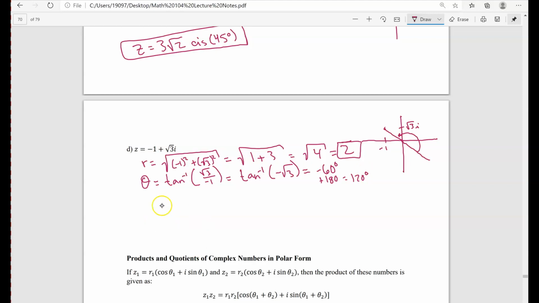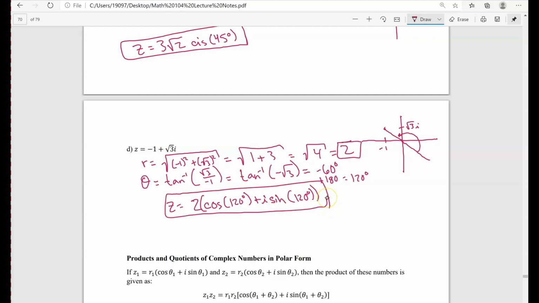So that means that z is equal to 2 times cosine of 120 degrees plus i sine of 120 degrees, or 2 cis of 120. Okay, so that's basically what it would be.